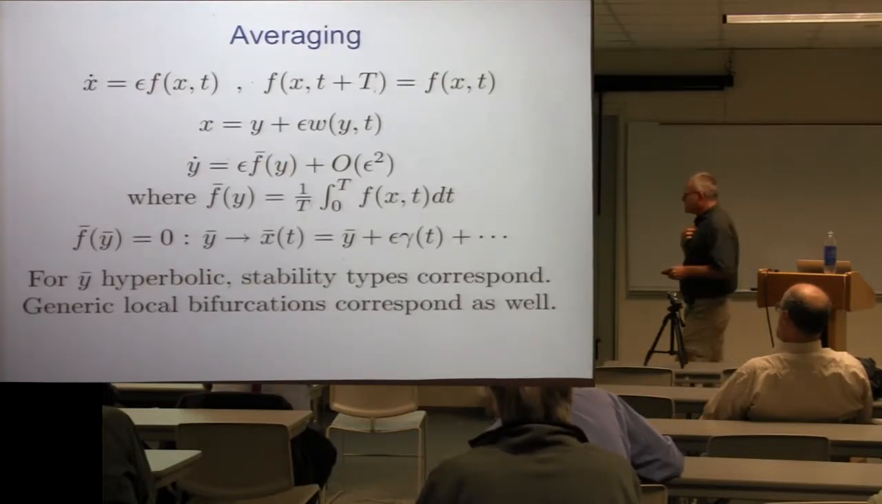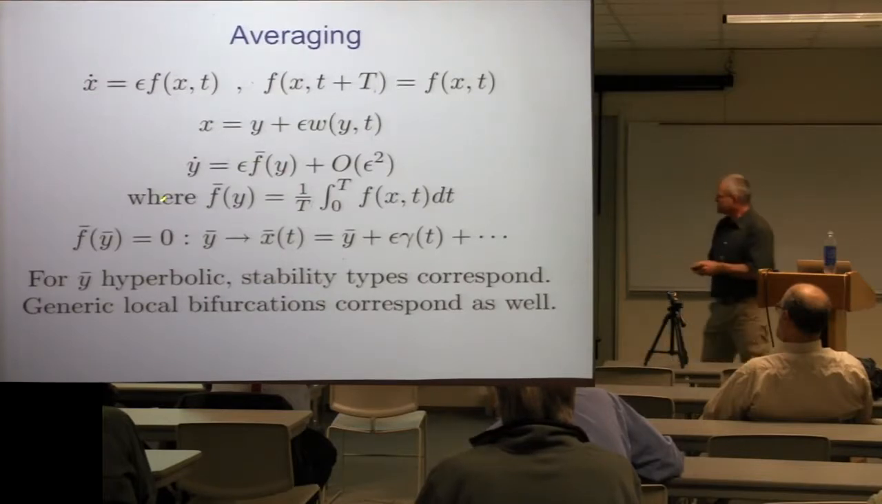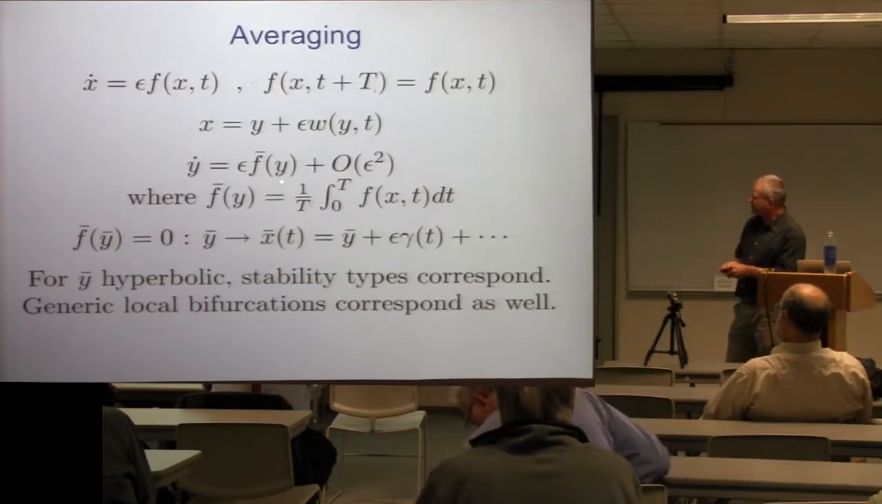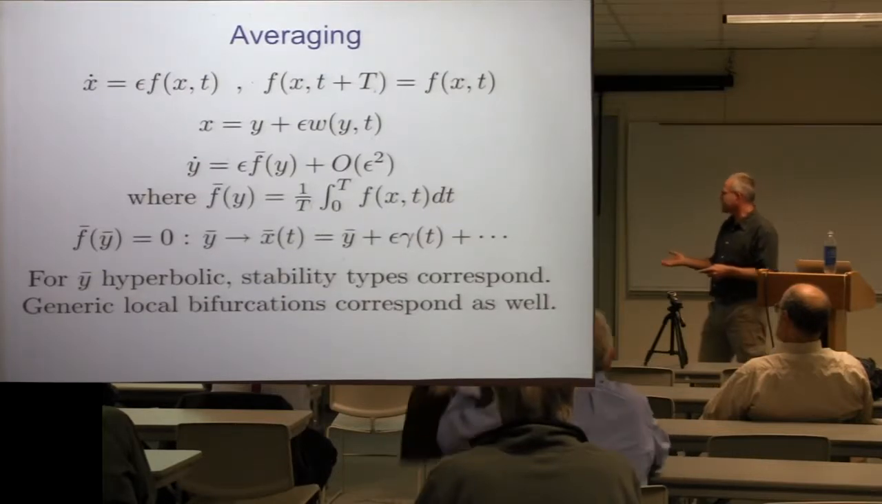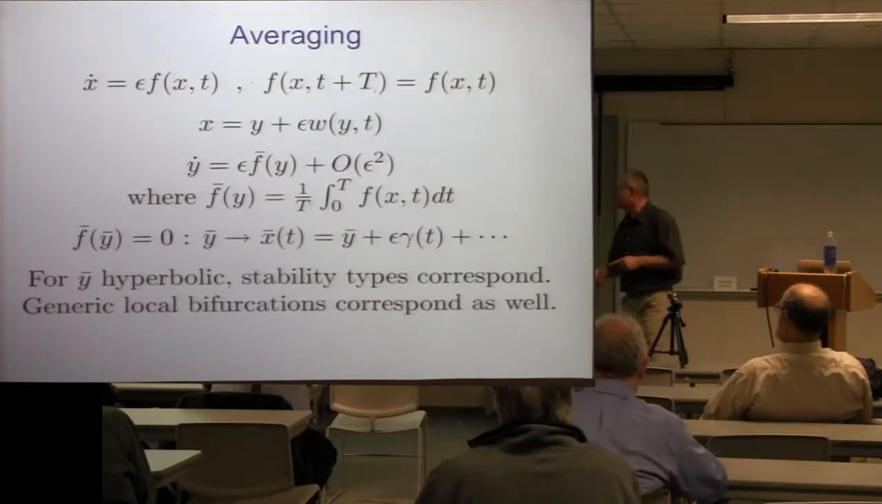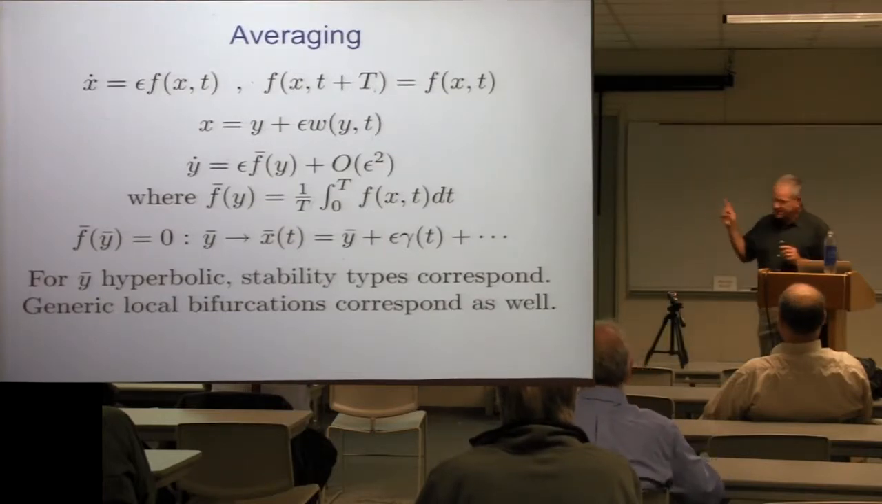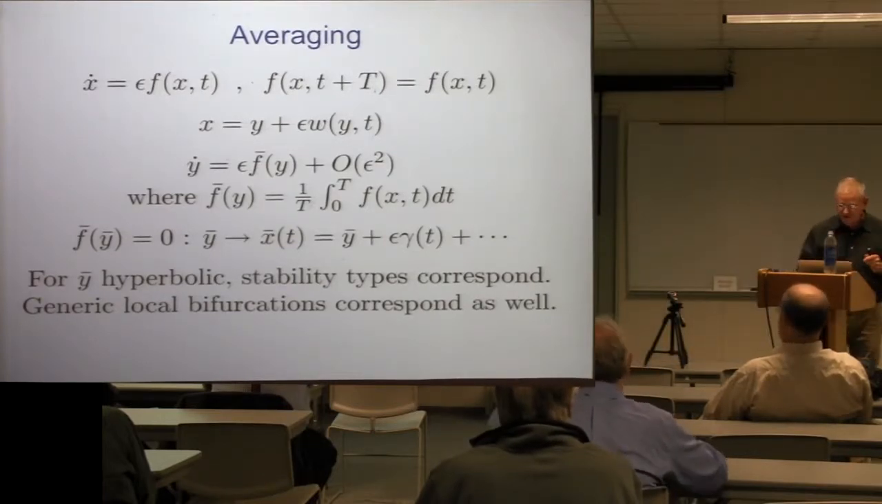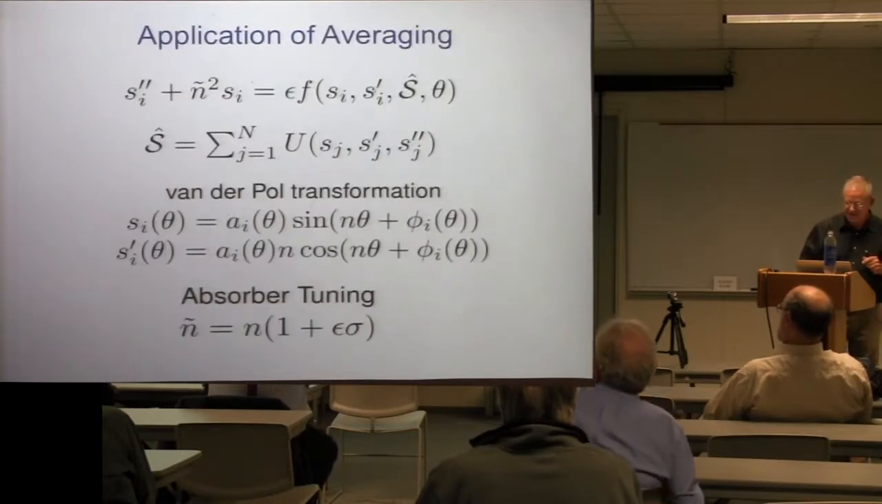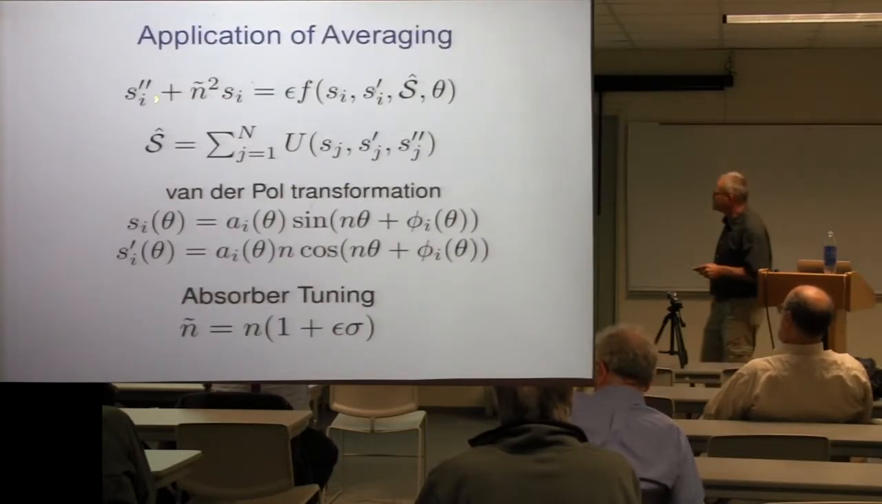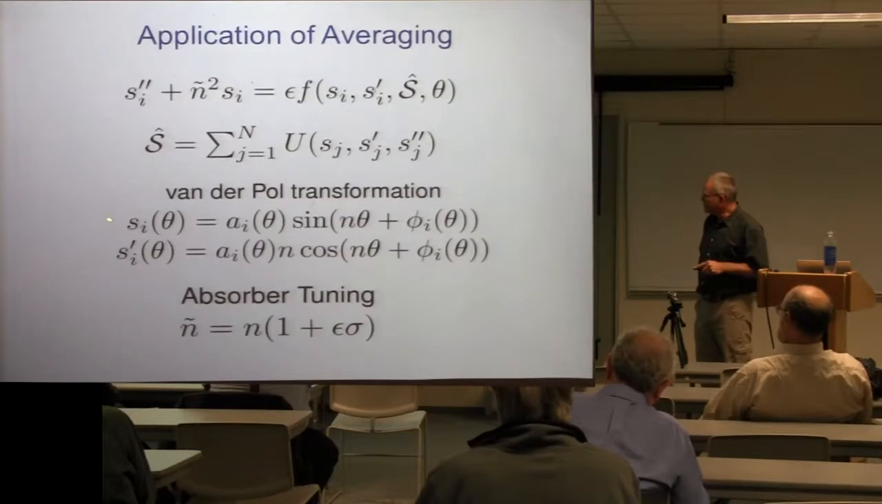And you get very nice things, for example, that fixed points of this truncated system represent periodic solutions of this under certain conditions, and various types of local bifurcations correspond. So the idea is that in these problems, we can essentially average over the torque cycle and get equations for just the amplitudes and phases. So here's the absorber equations. And we do this transformation.